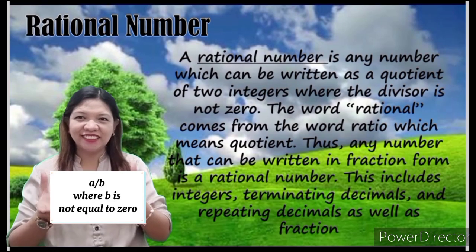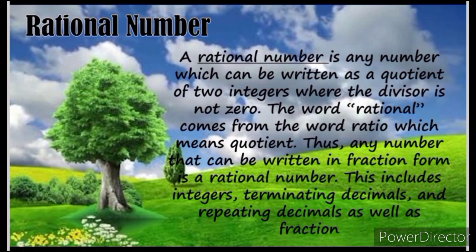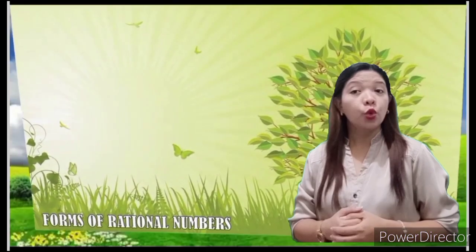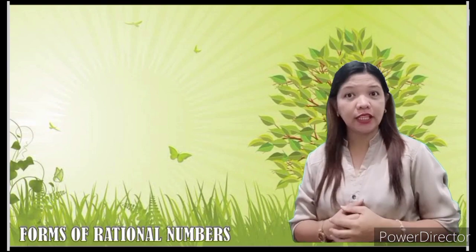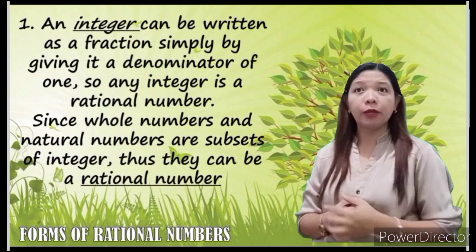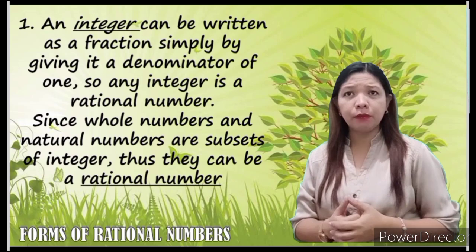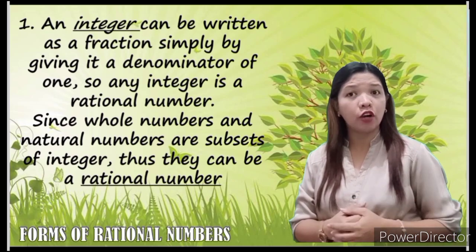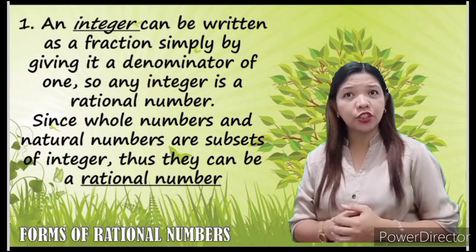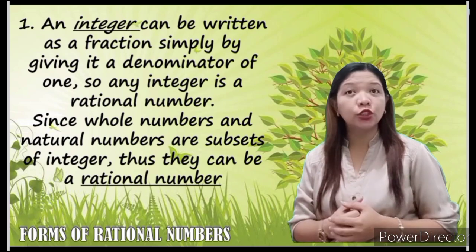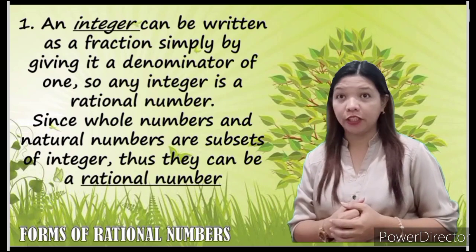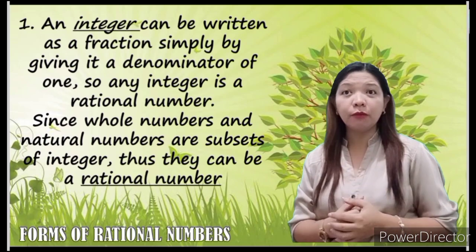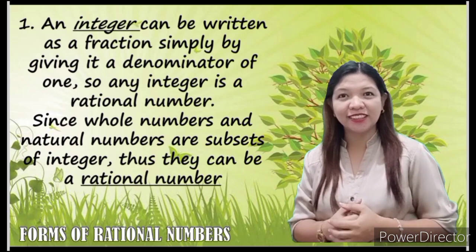We have different forms of rational numbers. The first one is the integer. An integer can be written as a fraction simply by giving it a denominator of 1. So an integer is a rational number. Since whole numbers and natural numbers are subsets of integers, they can be rational numbers.